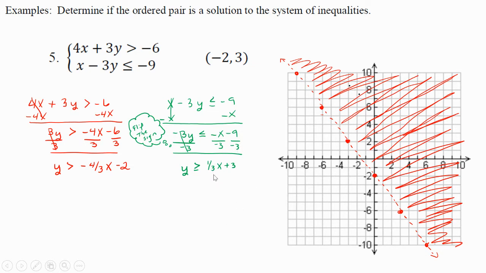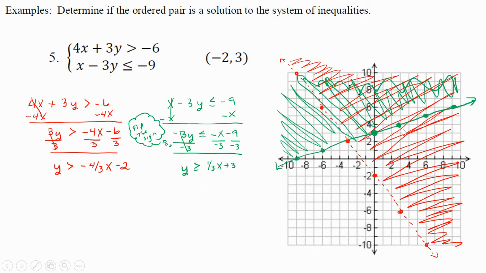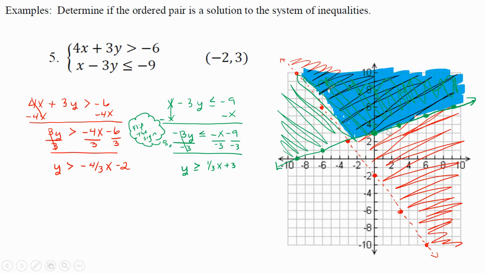All right, so now the green one, we're going to start at 3. We're going to go up 1 and to the right 3. So I start at 3, up 1 and to the right 3. This one is a solid line because of the equal to. And remember, we had to flip it. That made it greater than, so we shade everything above. So the place where they're both shaded, I have colored blue, right? It's above both of these lines.